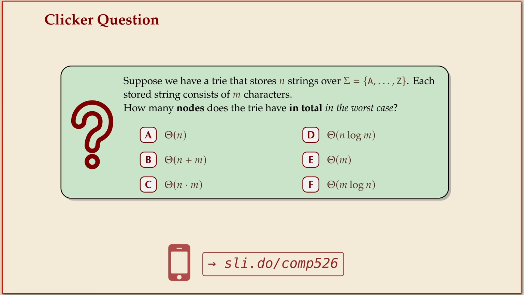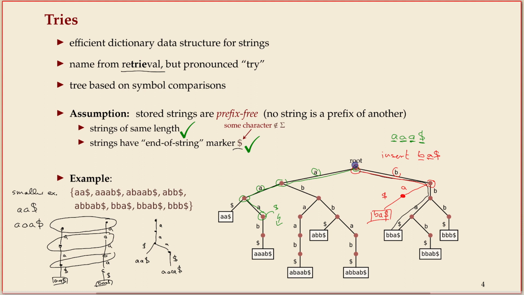But let me ask a second question. It's essentially the same situation, but the question now is asking for a different thing. It's asking about the overall number of nodes in this tree. So the question asks about these red blobs that I've drawn in this example.